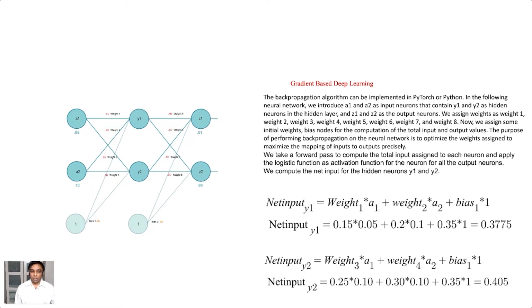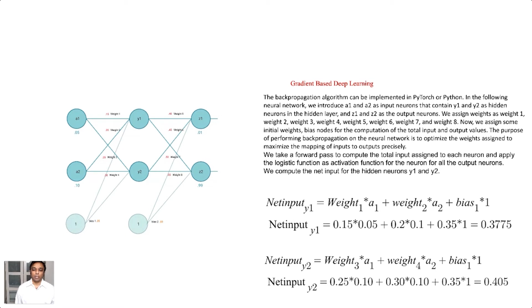So here, in order to compute the net input y1, we are transferring this information from a1 to y1. For that, we need to calculate weight 1 multiplied by a1. Then you sum it up with weight 2 multiplied by a2, and also take into consideration the bias node we created, and multiply the bias 1 with the weight, which is the value we assigned to it. That will give you y1. If you put this into numbers and compute it, that's the net input y1. So we're simply multiplying this.